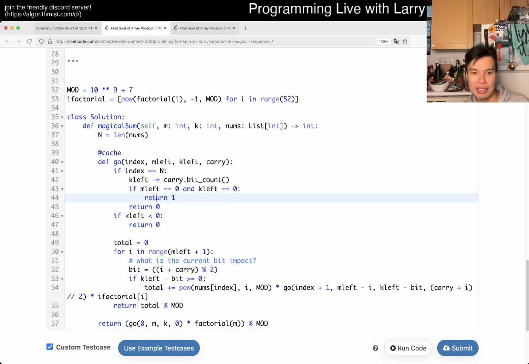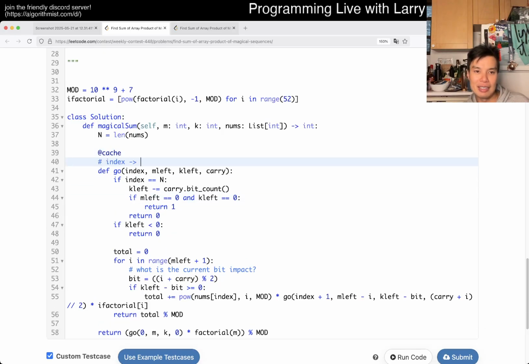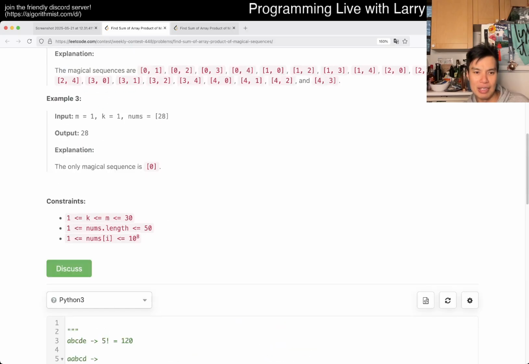What's the complexity here? Let's go over it. Index is 0 to 50. I want to say, I forget what it is. Yeah, 50.